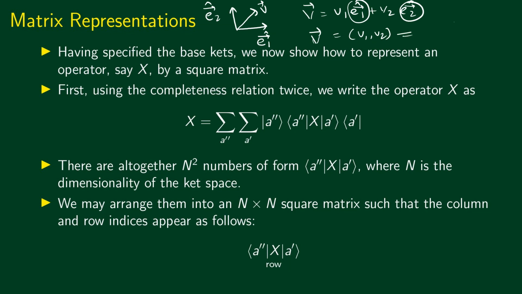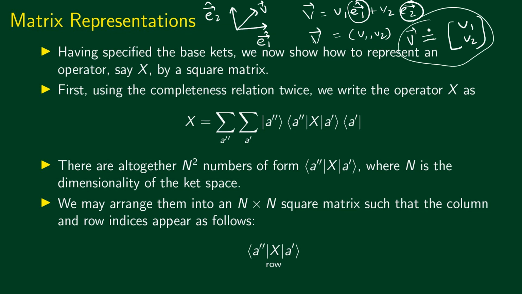In fact, we can write these two numbers as a column matrix. In this case, we can say that the vector is represented by a column matrix. This symbol will be used to mean "represented by". Once we have chosen the base vectors, we don't have to write these base vectors everywhere. We can simply write this as a column matrix. So the vector is represented by a column matrix.